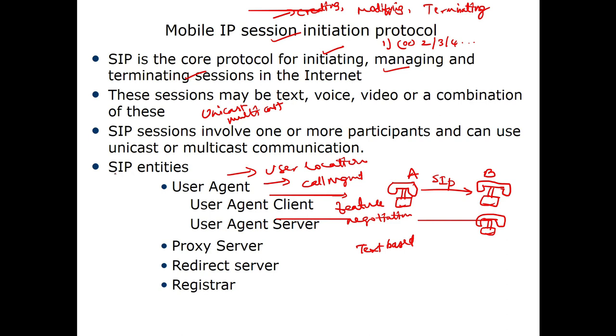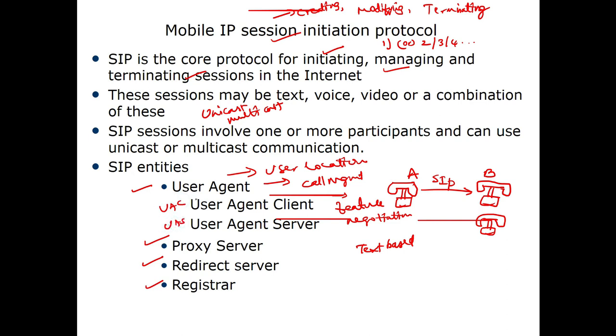So these are the SIP entities. SIP entities consist of user agent, proxy server, redirect server and registrar. A user agent may have both a user agent client and a user agent server. The user agent client is called UAC and the user agent server is called UAS.